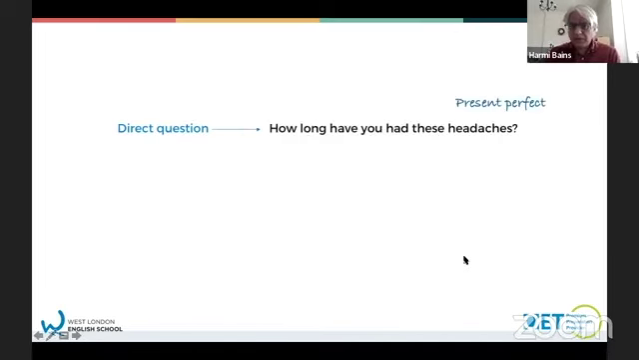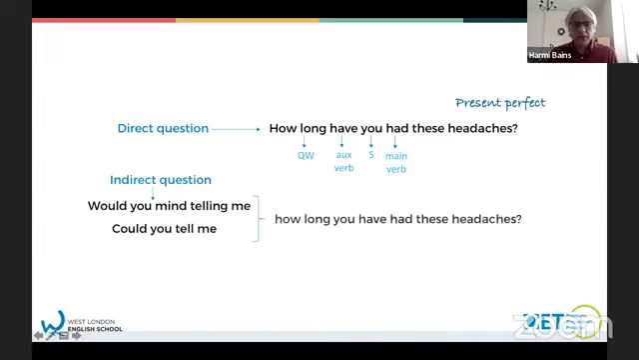We've got a direct question from the present perfect. How long have you had these headaches? Again, if you look at how this question has been formed, we've got our question word. We've got an auxiliary verb, which is like a supporting verb. Then got the subject, and we've got a main verb. And what we're going to do, again, we're going to turn it into an indirect question. We've got, would you mind, or could you tell me? And again, you'll notice that we change the subject again, but this time we change it with the auxiliary verb. So would you mind telling me how long you've had these headaches?